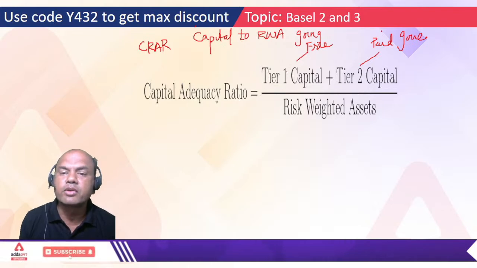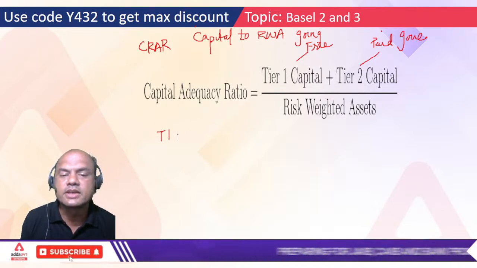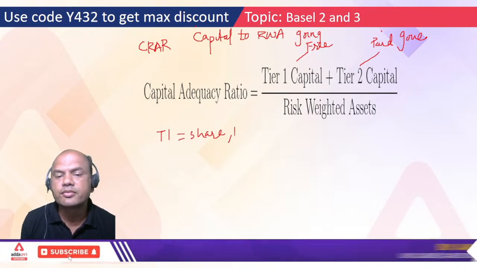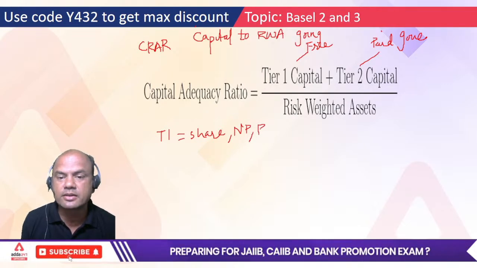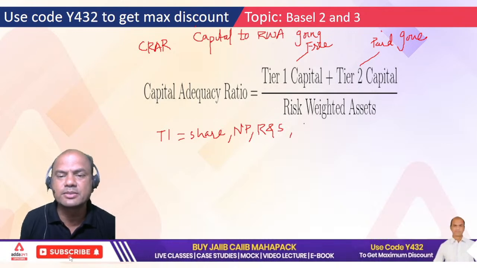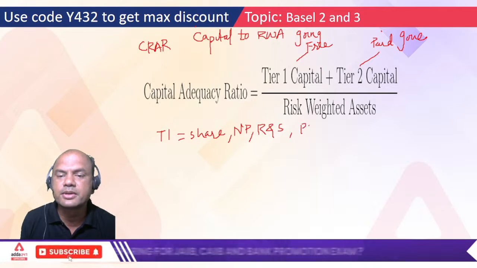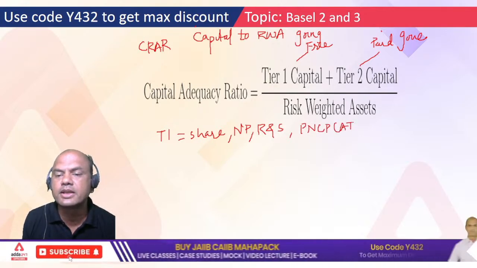See here, what will tier 1 consist of? I'll write it over here. T1 will consist of what? Share capital, shares. Second, net profit. Then third, R&S, reserves and surplus. Fourth, there are many others like PNCP and others also because that comes under 81. PNCP comes under AT1, means additional tier 1.